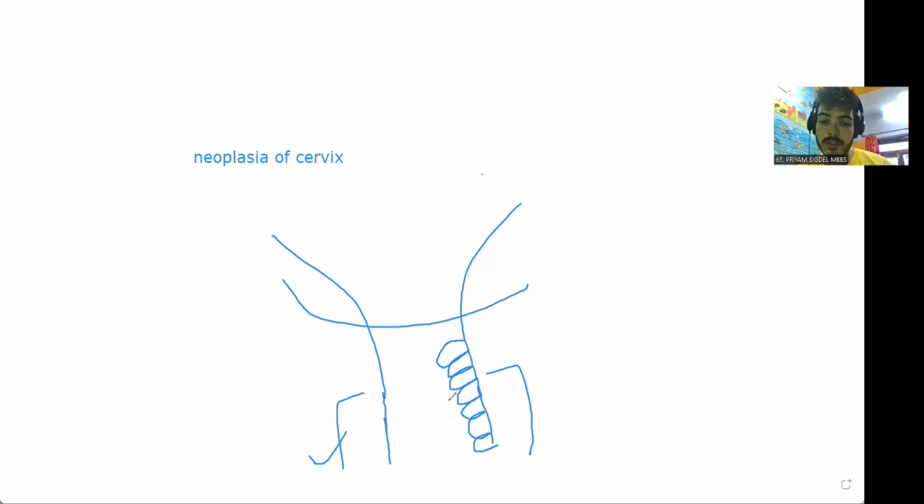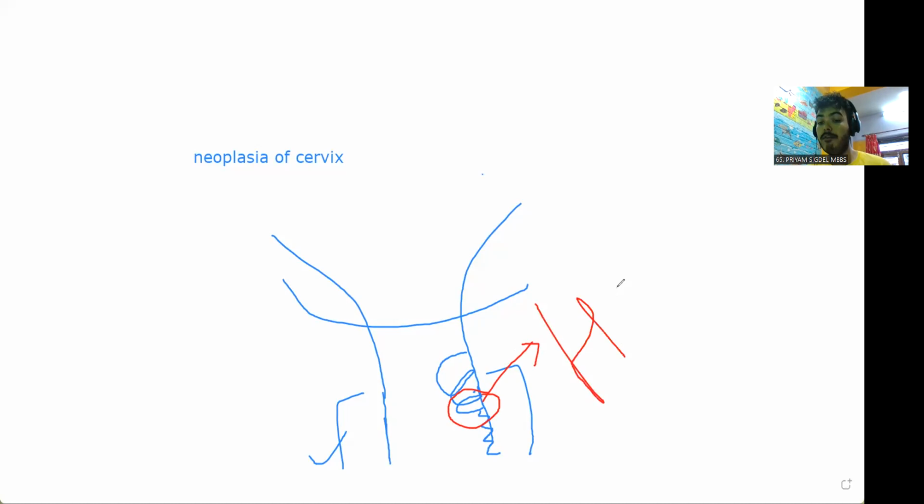Okay, so now if this is your ectocervix, here it will initially be columnar in the endocervix, and then here it will be your stratified squamous. The area where the columnar epithelium ends and the stratified squamous begins is known as the transformation zone. That transformation zone is highly prone to a virus known as HPV, human papilloma virus. This HPV is responsible for causing neoplasm of the cervix.